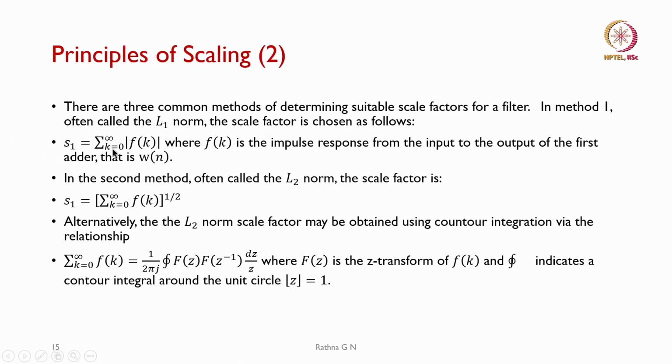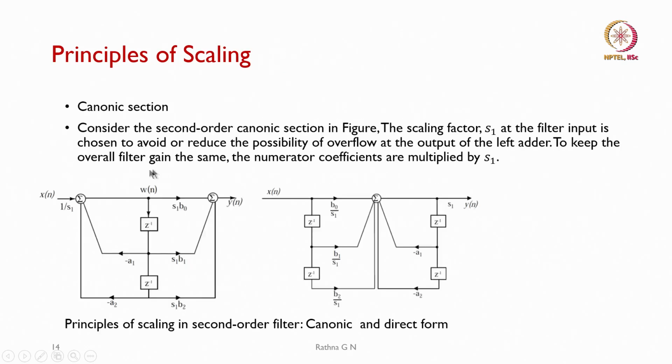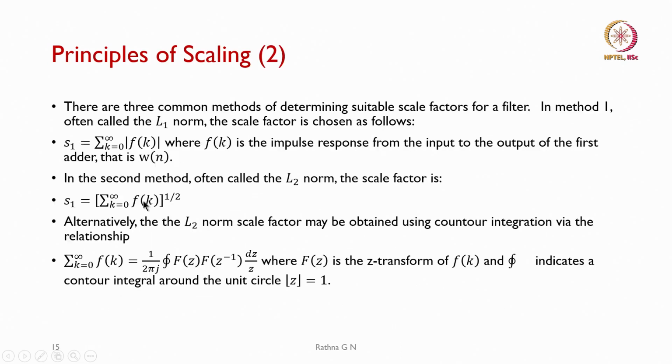Here it says k is equal to 0 to infinity. I am going to take the frequency response of my input, take the magnitude of it, and then calculate the summation of all of them. As it says, f of k is the impulse response from the input to the output of the first adder, that is W of n in our figure here. This is what I will be taking the impulse response of.